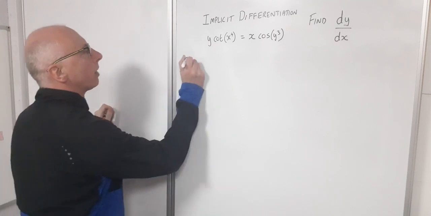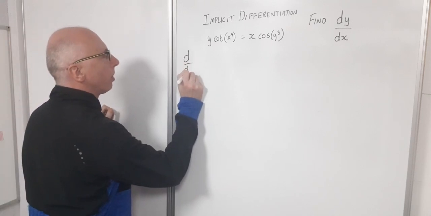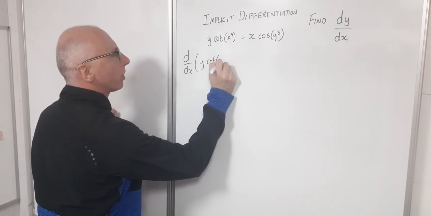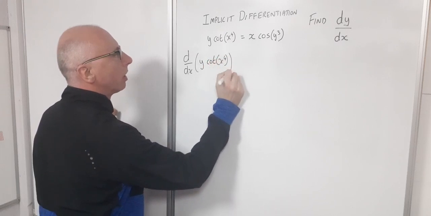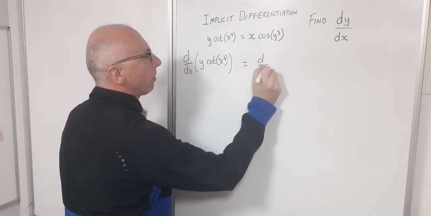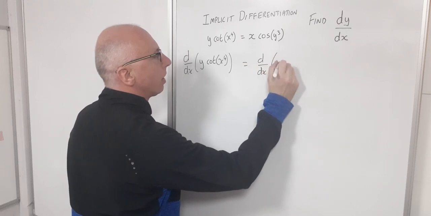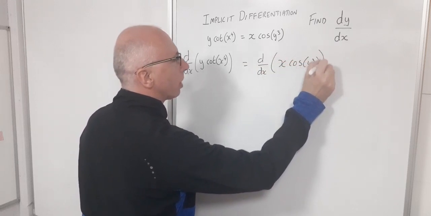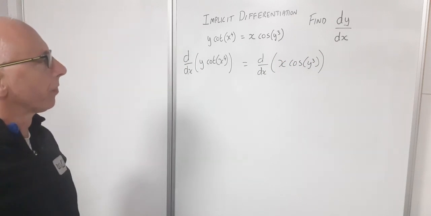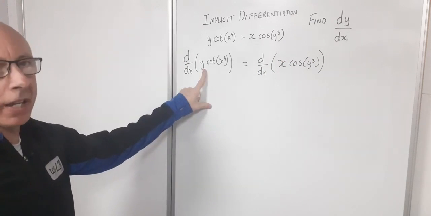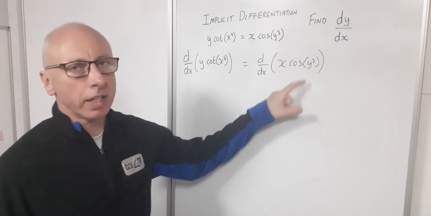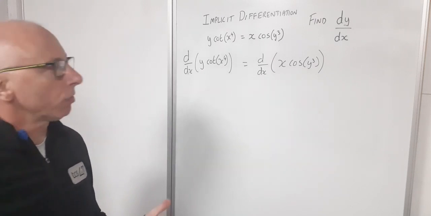So let's do that. So the derivative with regards to x of y times the cotangent of x to the power of 4 equals the derivative with respect to x of x times cosine of y cubed. So that's our setup. Now I've got y here and cotangent here and x here and cosine here. So I'm going to need something called the product rule.